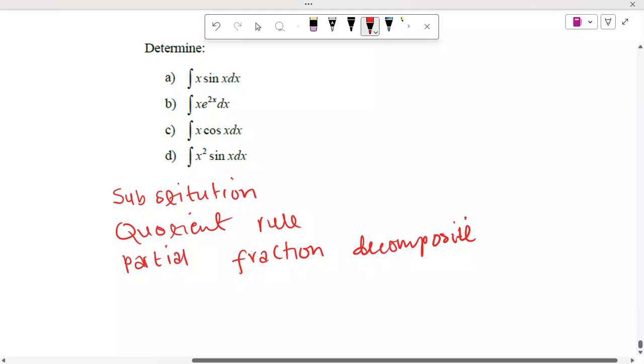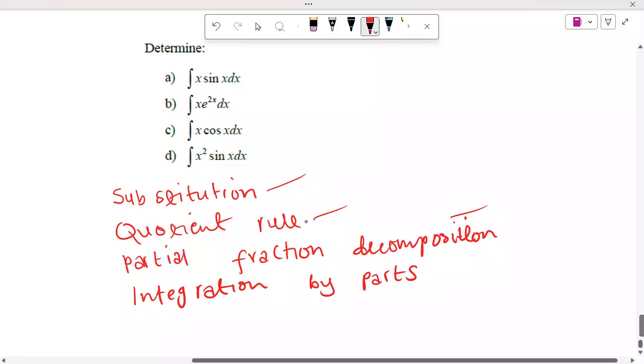Today we'll look at the last part of integration, which is integration by parts. If you have not watched these videos, just go to my previous videos and watch. Make sure you understand how to employ the substitution method, the quotient method, and partial fraction decomposition. All these are methods of integration. Today we only focus on integration by parts.